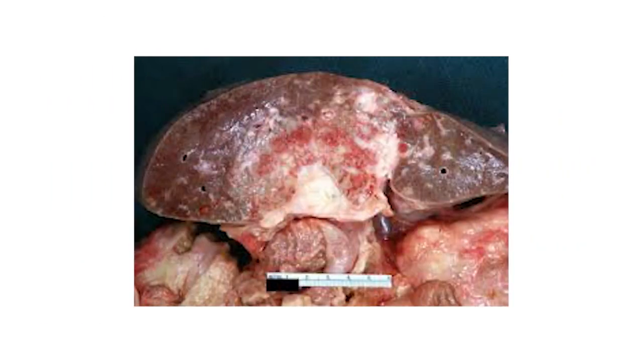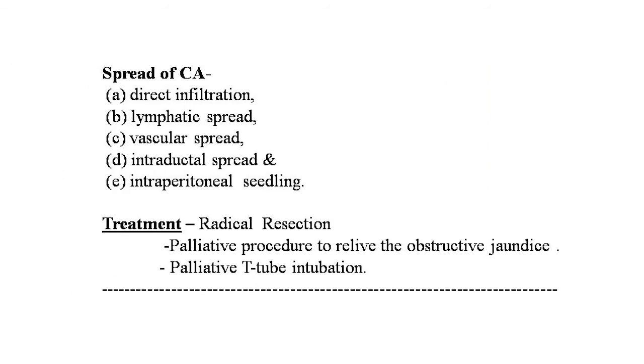Now the spread of the carcinoma of the gallbladder is in 5 ways. First is direct infiltration, second is lymphatic spread, third is vascular spread, fourth is intraductal spread, and fifth is intraperitoneal seeding. Treatment: radical resection, palliative procedures to relieve the obstructive jaundice, palliative T-tube intubation.